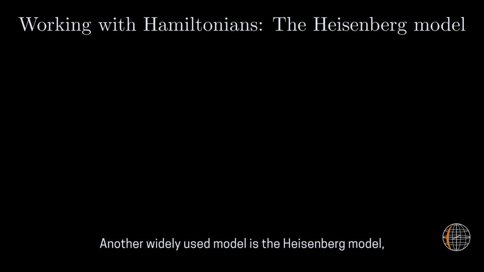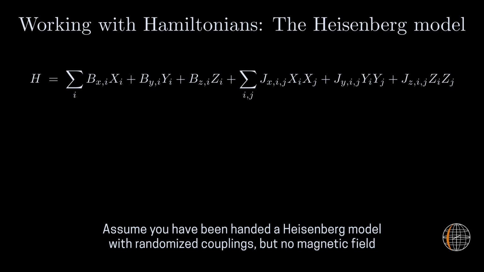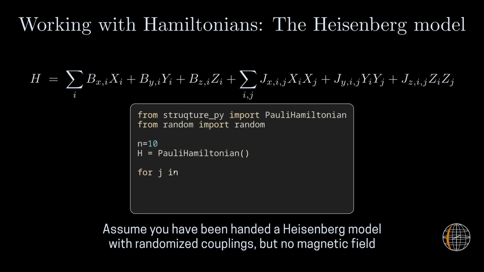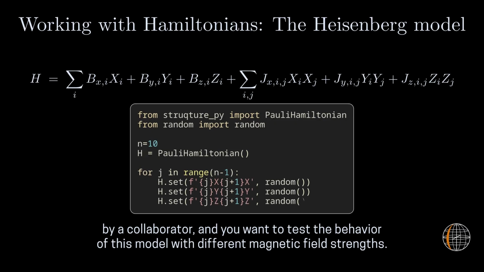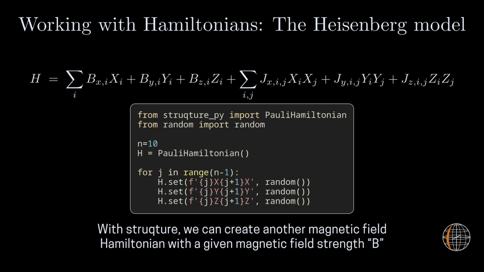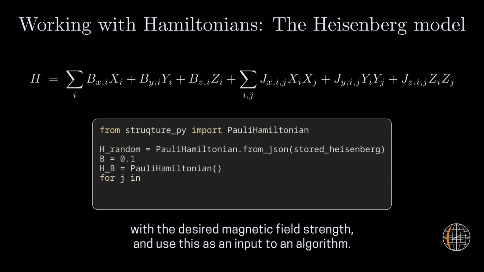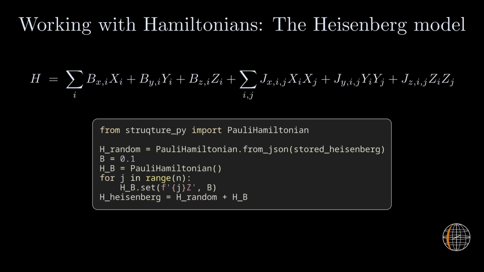Another widely used model is the Heisenberg model, distinguishing itself from the Ising model by having all three spin interactions. Assume you have been handed a Heisenberg model with randomized couplings but no magnetic field by a collaborator, and you want to test the behavior of this model with different magnetic field strengths. With Struqture, we can create another magnetic field Hamiltonian with a given magnetic field strength B. The two Hamiltonians can simply be added to obtain a Heisenberg model with a desired magnetic field strength, and used as an input to an algorithm.